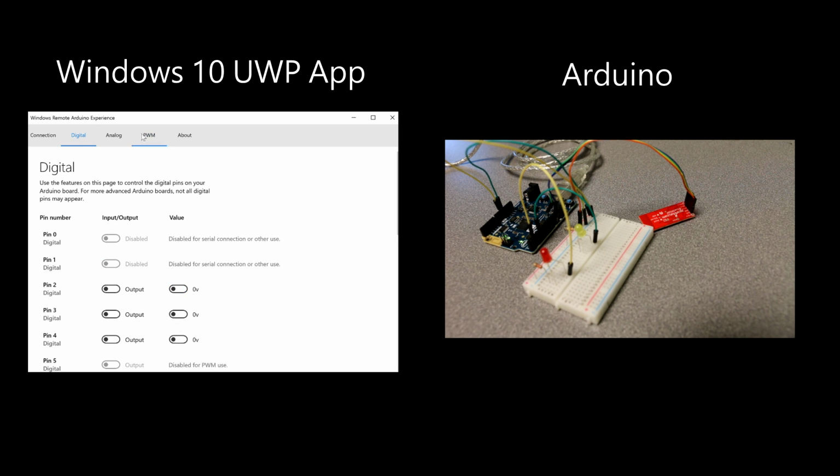And there you have it. You've seen how a Windows 10 UWP app can use the Windows Remote Arduino library to remotely control an Arduino.